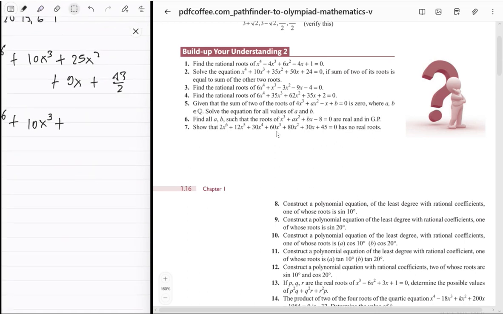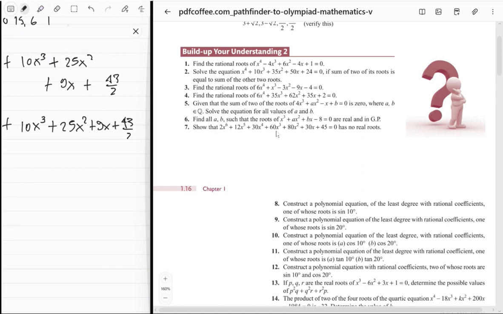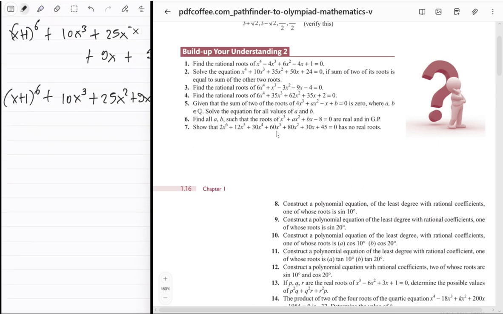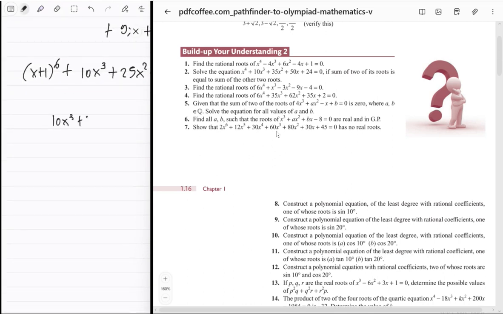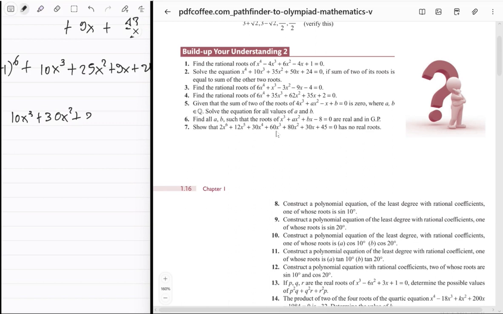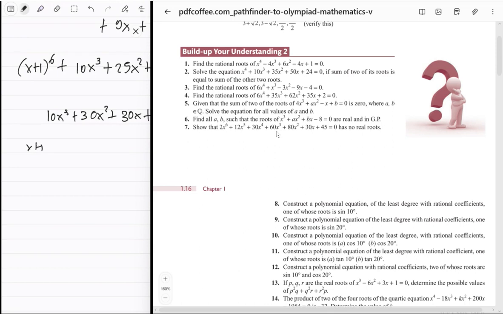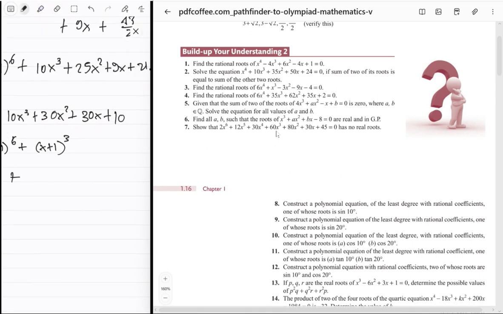First of all, let's simplify some stuff out. We'll have to do a bit more work. You can write this in decimal notation, so 1.5, easier to deal with. What we want is 10x cubed plus 30x squared plus 30x plus 10. We just want to extract that from here. So we have (x plus 1) power 6, and then (x plus 1) cubed, plus the remaining stuff.